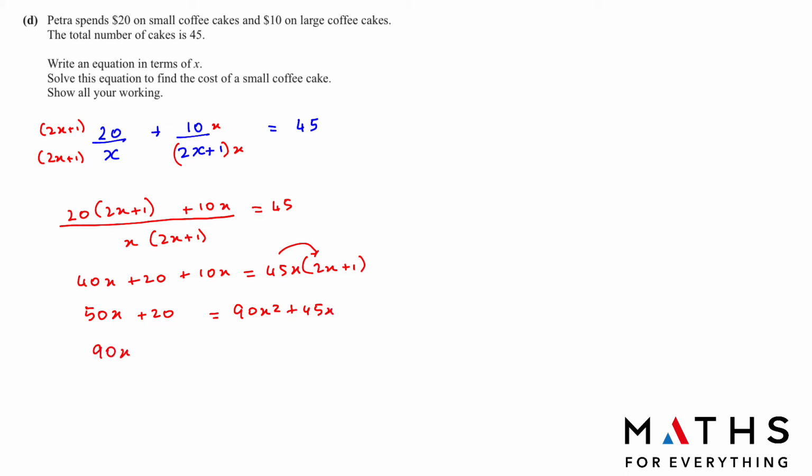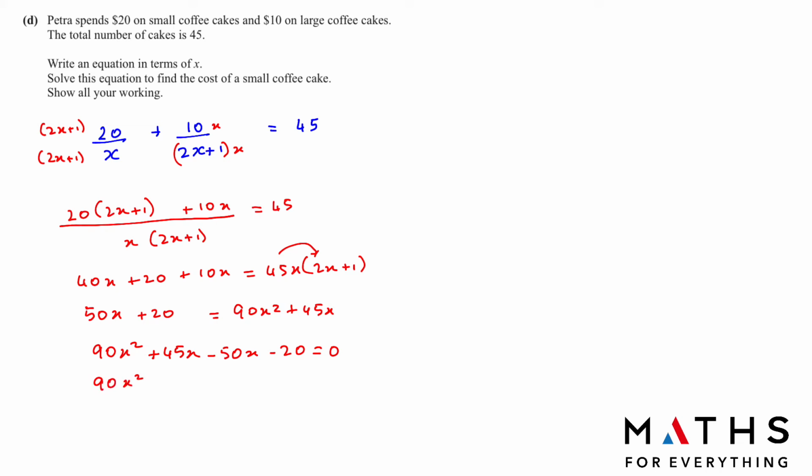Bring all the like terms together. Whenever you see it's a quadratic equation, there's an x squared, there's an x, there's a number. Whichever is your highest power, make that positive. So bring everything else to the other side. 50x when I shift to the other side will be negative 5x, and 20 when I shift to the other side will give me negative 20. Make it equal to 0.